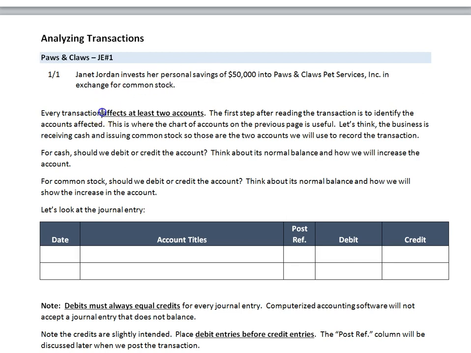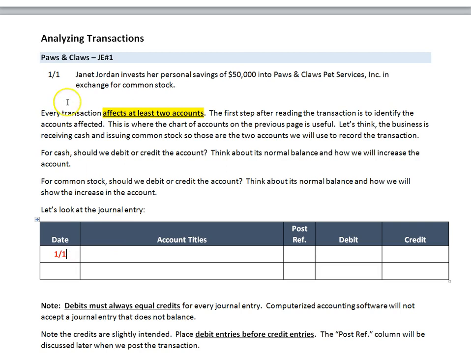So the first step here is always to identify what 2 accounts, or sometimes it's more than 2, but there's at least 2 accounts always. Identify what 2 accounts are affected. And here the business is going to receive cash and they're going to issue common stock. So cash is going to increase by $50,000 and common stock is also going to increase by $50,000. So let's think about cash. If we're the business, we're receiving this cash. Remember, cash is an asset, therefore it has a normal debit balance. So we need to debit the cash account. So here's the journal entry.